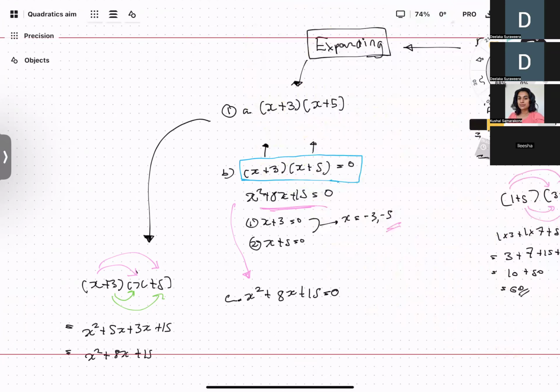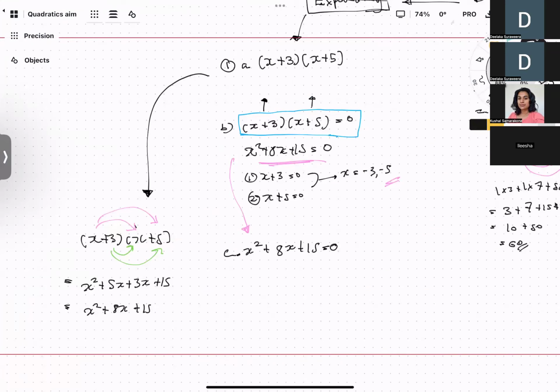What about the part C? x squared plus 8x plus 15 equals 0. That's what I got. And I expanded it before, and then I tried to continue it. Yeah. That's right. That's a good observation. Very good observation. What does that tell you about the answers?